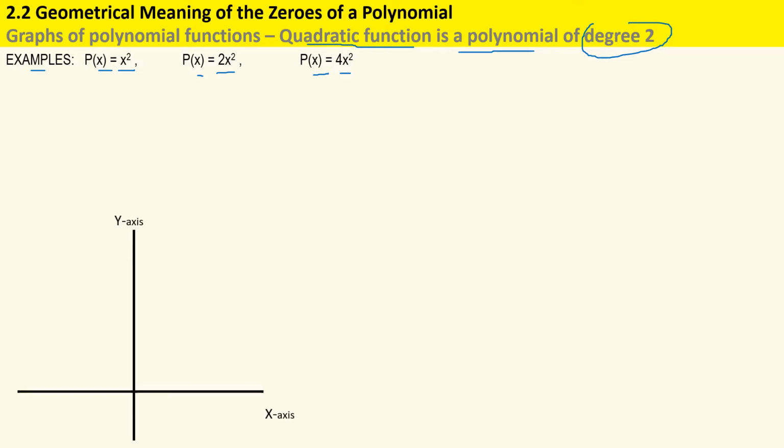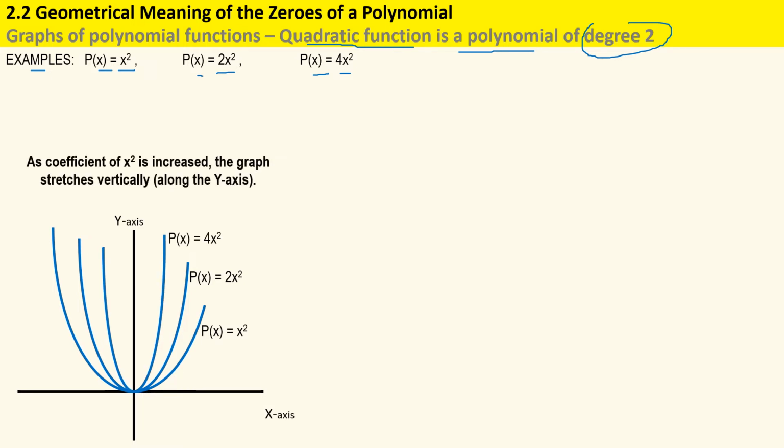So here is our normal x-axis and y-axis. We plot p(x) = x square and we get a parabolic shape. This parabola is opening upwards. Now let's plot p(x) = 2x square, and this is another parabola which is a little bit inside the previous parabola. And then let's plot p(x) = 4x square, which is another parabola opening upwards and it is inside.